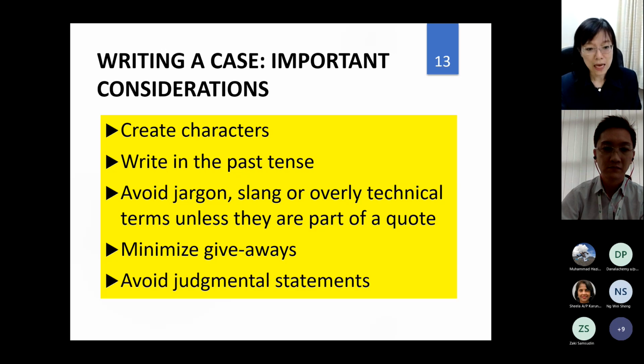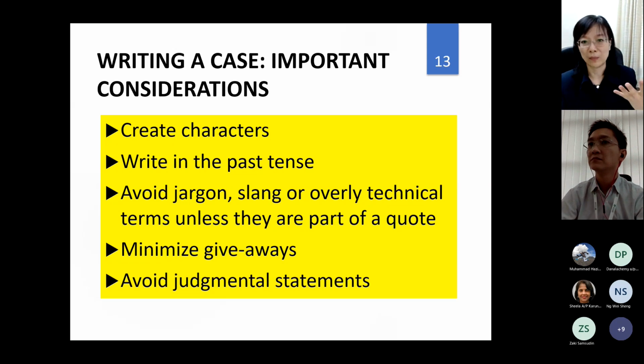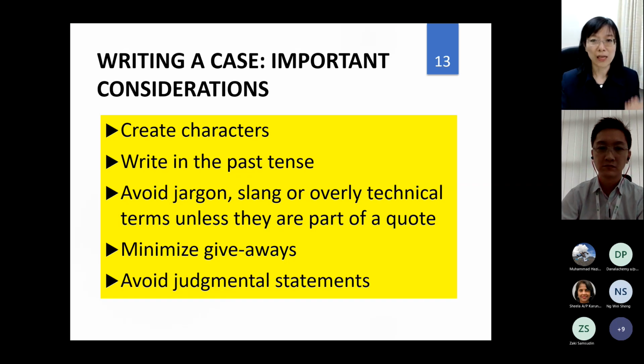Minimize giveaways. Avoid judgmental statements. As you're writing the case, you may form a judgment on the person or the company, but you cannot write your own judgment into the case. Your case, you're just reporting what is happening. Okay, so you are supposed to be very objective. Even if, when you are writing about a leader, in the end you find this leader is a lousy leader, you still cannot say, oh, this leader is a lousy leader.